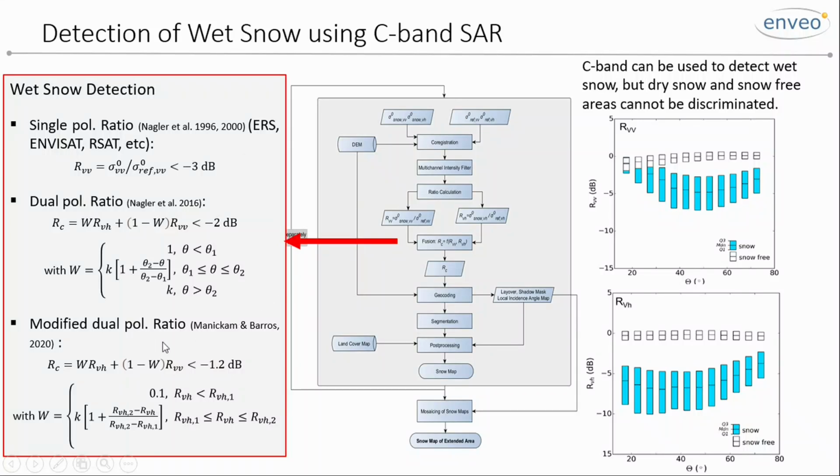But another very interesting approach has almost the same starting point, but the calculation of the weighting function can be different. How you combine this cross-pole ratio and the co-pole ratio can be different. And in this case, Manicam and Barros actually used a different land surface type map in order to adjust this. So it's not dependent on the incidence angle. You can also use the land surfaces to adjust, in principle, the weighting between these both values.